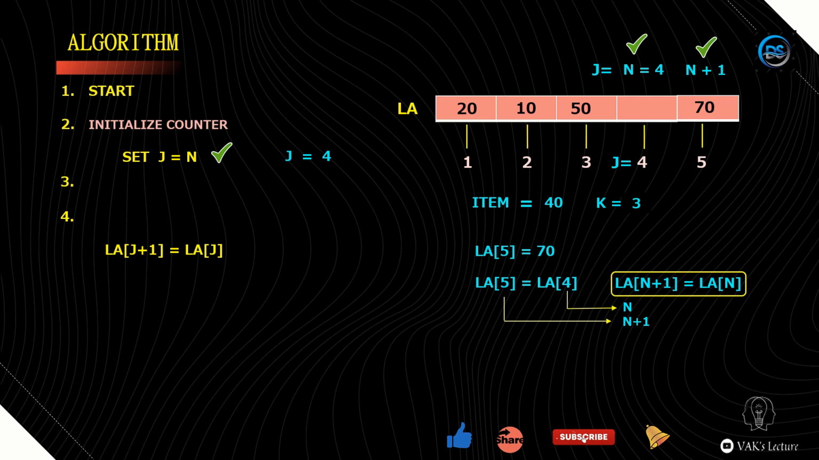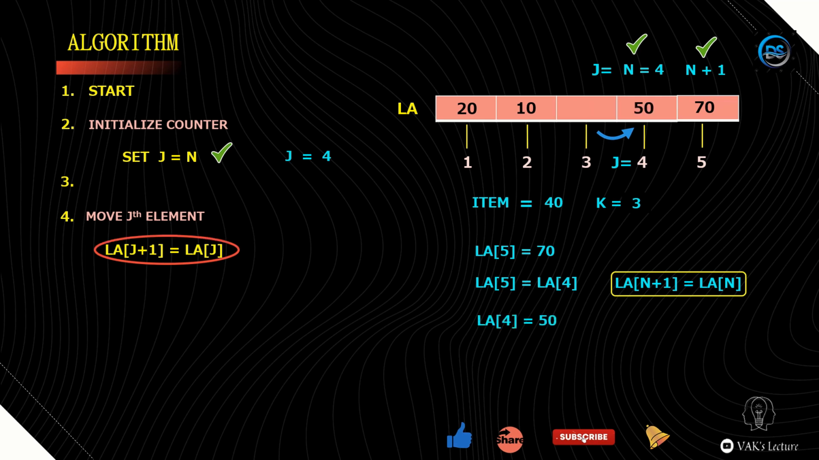For what purpose? To move the element from left to right. Then we will get the space. Okay. In this example, 70 is moved to 5th position. Still we have to move 50 to 4th position basing on the same equation. Now 50 is in LA of 4. That means LA of 4 is equals to LA of 3.